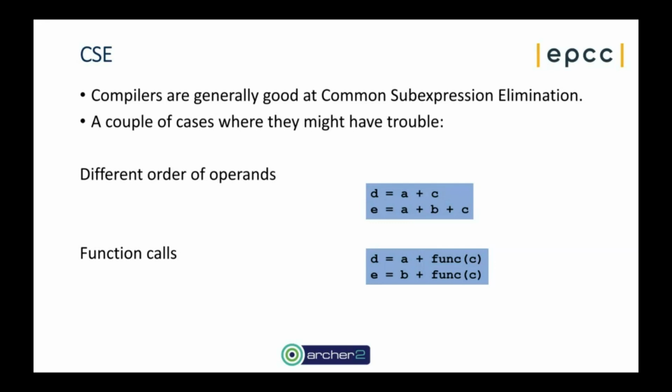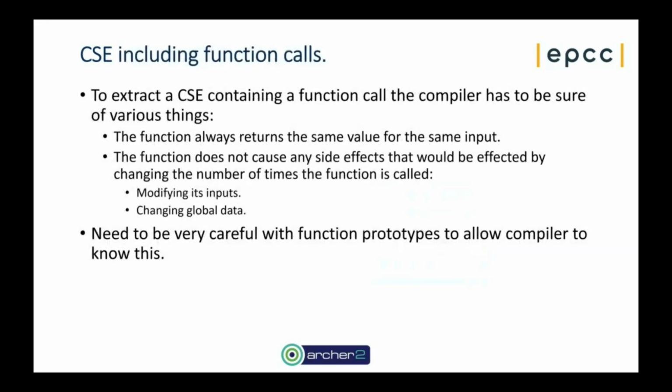The compiler also struggles to do this common sub-expression removal when you've got functions involved, because it can't guarantee that the function running on C is not going to change next time you run it. But you yourself may know that func C doesn't change every time you run it unless C changes. So you could store that in a temporary variable and then reuse it rather than calling the function each time, because a function call is quite an expensive thing to do unless it's been inlined.